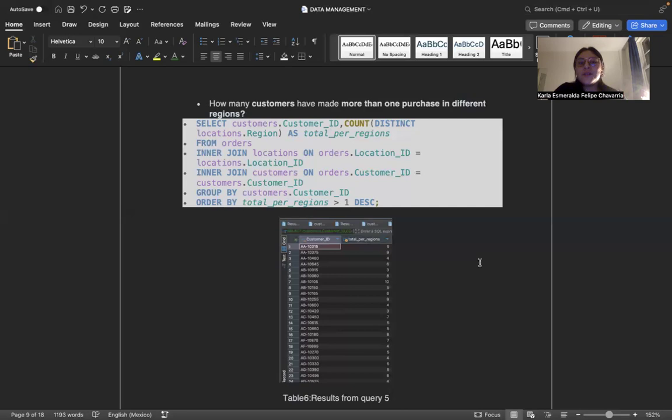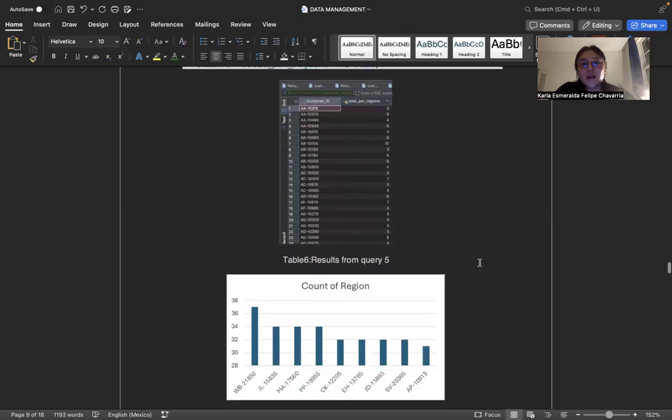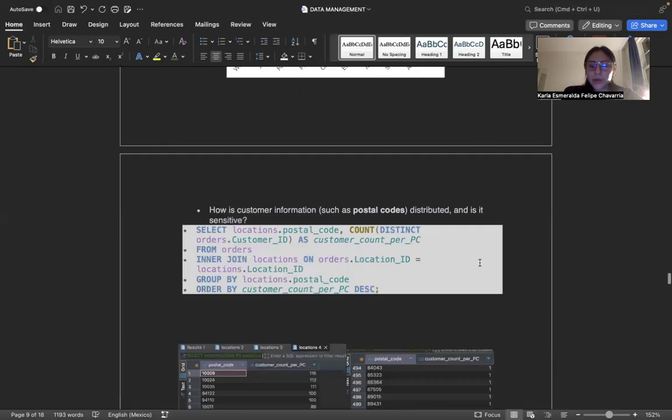And here I use orders in order to put together customers and locations again, because they don't have any relationship between them. And the only relationship that I could build was with the orders, because orders has both foreign keys, location ID and customer ID. Again, the result of the query and the chart of the query.